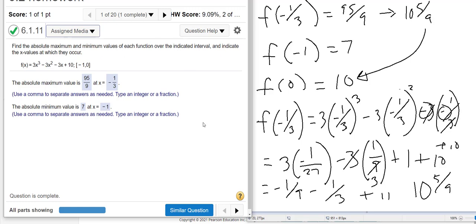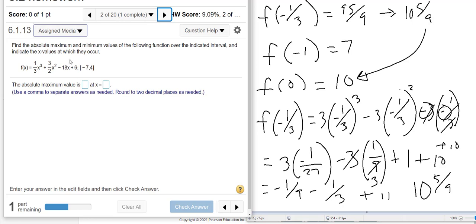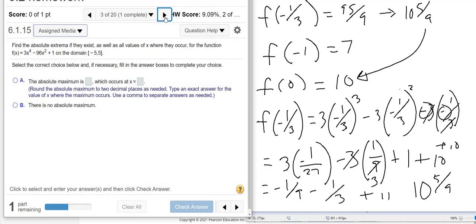Now you're going to repeat this process on all of these problems. Like number 2, same process. Make sure that your value is between negative 7 and 4. Same process here, between negative 5 and 5.